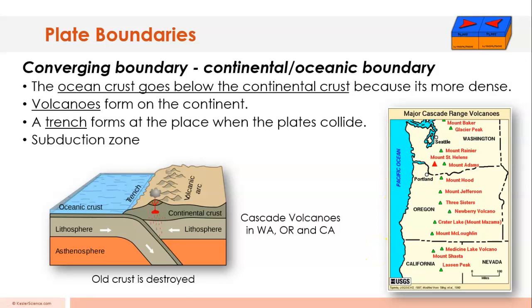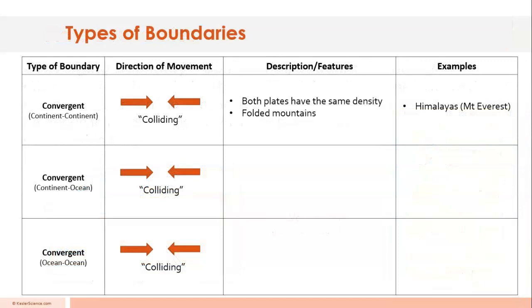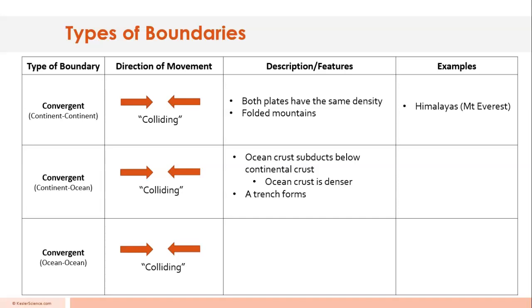We're going to fill in the continent to ocean. Ocean crust subducts below continental crust. Ocean crust is denser, which is why it subducts. A trench forms and volcanoes can form. And the Cascade Mountains of Oregon and Washington are our best example. Go ahead and pause the video if you need to at this time.